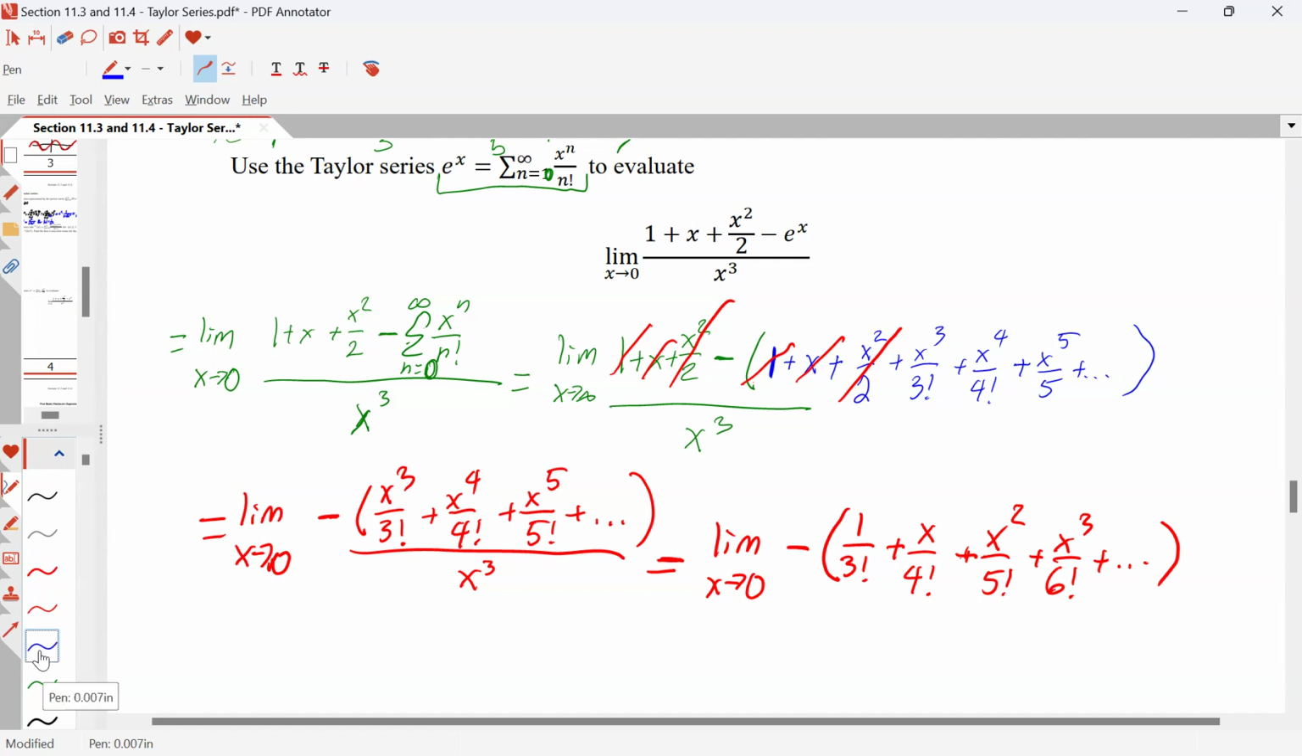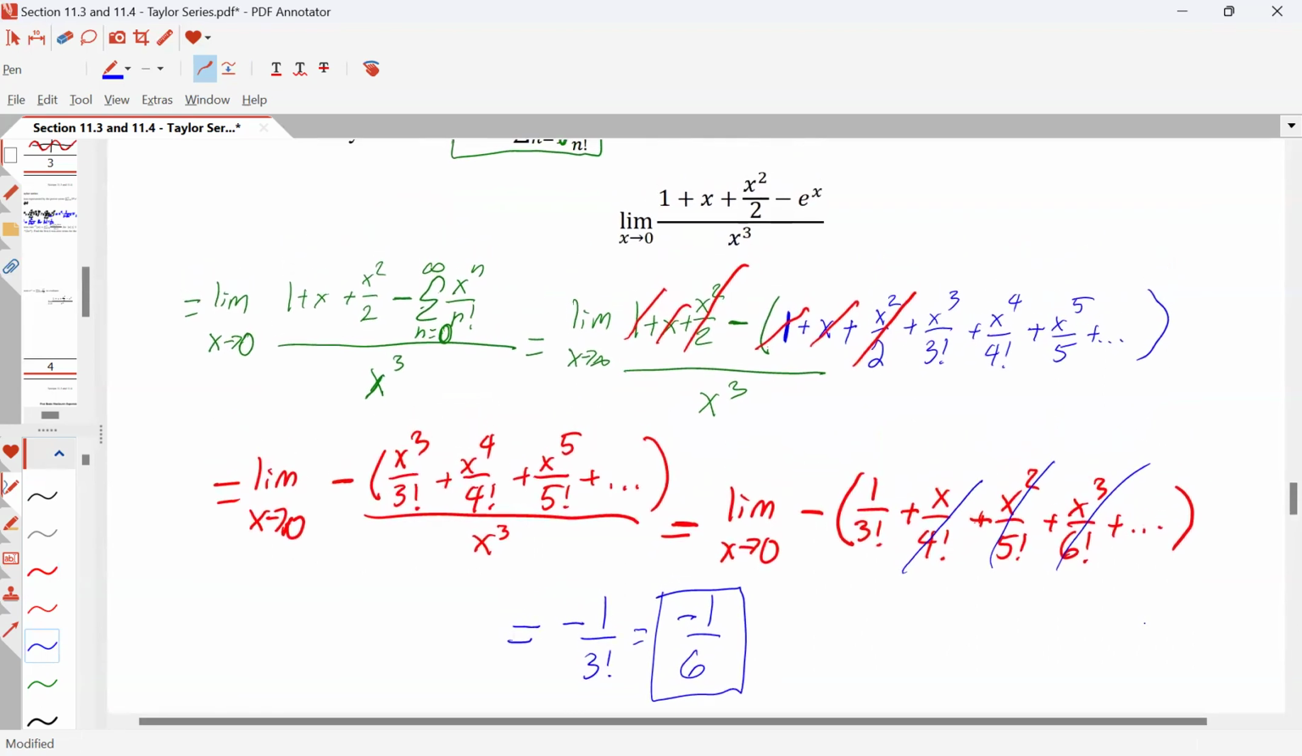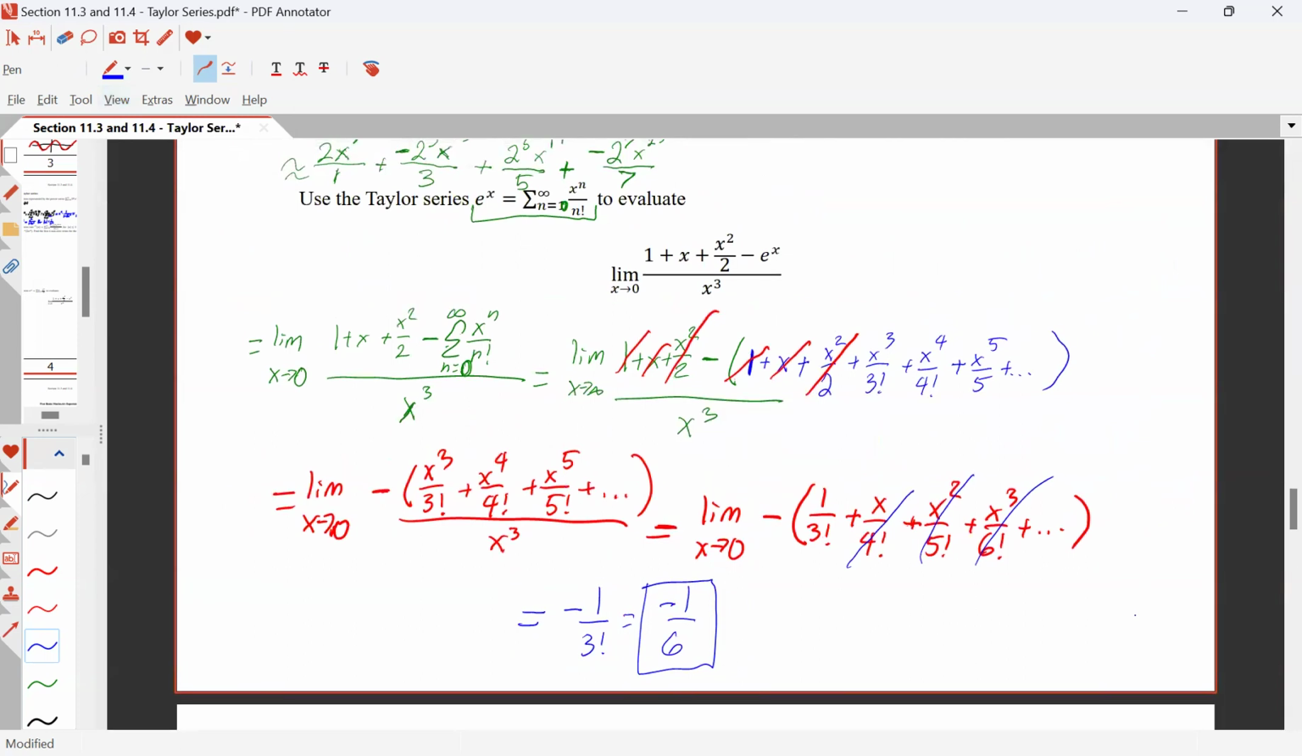Everything here, as x goes to 0, will go to 0, except for this first term that doesn't have an x in it. Meaning this limit equals -1 over 3 factorial, and 3 factorial is 6. So this limit is -1/6. We would get the same thing if we used L'Hopital's rule a couple of times, but instead of taking any derivatives, we just worked with polynomials here.